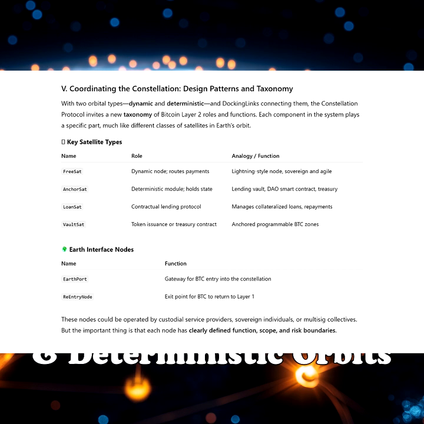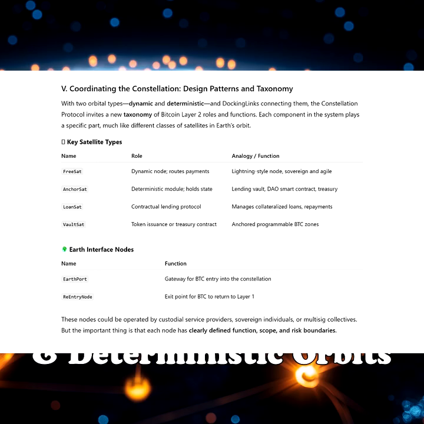2. Re-entry node. This is the return path. It's where users take their Bitcoin out of the constellation and bring it back on-chain. You can close your smart contract, fulfill your obligations, and the BTC is released back to your L1 address. So the overall idea is this. We don't have one big monolithic Layer 2. We have a constellation of nodes and modules, each doing a specific job, each accountable for a specific scope.